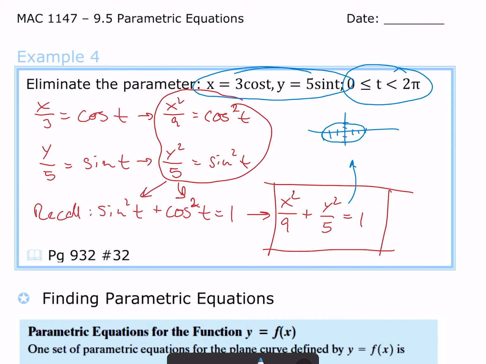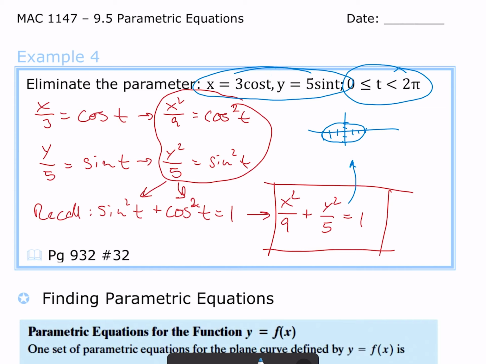In fact, let's take the t value of 0 and plug them in just real quick to see where this thing would even start. The cosine of 0 is 1, so we've got 3 times 1 is 3. That's an x-coordinate of 3. Well, there's only one point on this ellipse that has an x-coordinate of 3, so it looks like it's starting on the right.